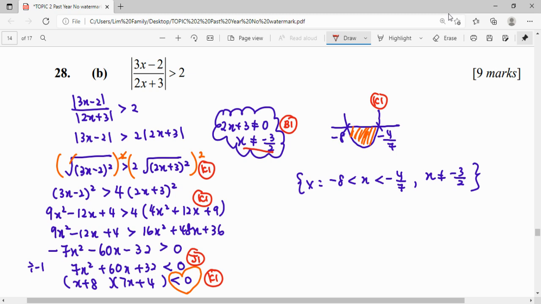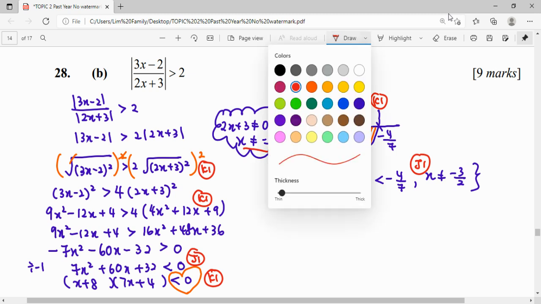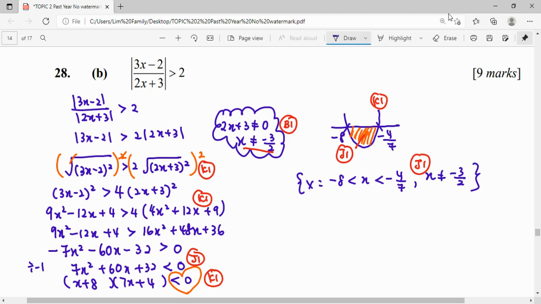Then after that, we have to pick the correct region here and give your answer in set notation or interval form, also accepted. But the question already said find the interval. So find the interval of x. So it's supposed to give our answer in interval form.